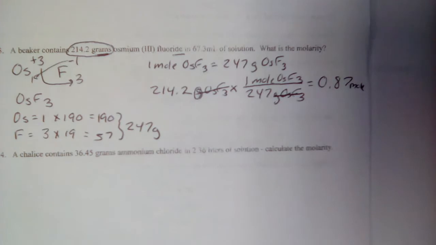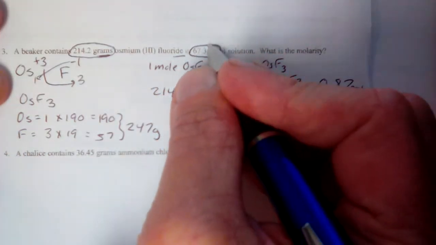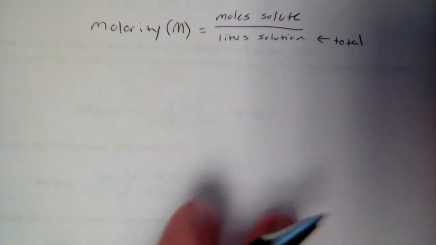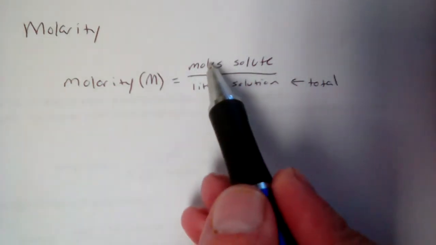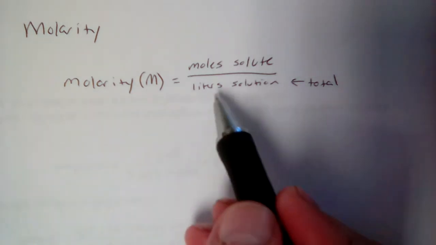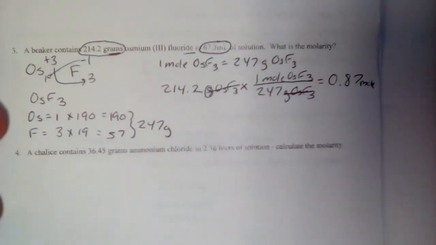Now, this one's got even more work in it because I haven't given you liters of solution, I've given you milliliters of solution. So you're going to have to convert that as well. Both numbers in this question have to be converted into the correct units for our equation, because our equation is very specific. Our equation says I have to have moles of solute. I gave you grams, so we did that conversion. And it says liters of solution. So I gave you milliliters, we've got to convert it to liters.